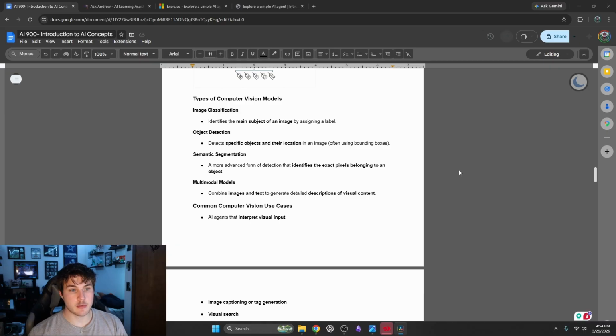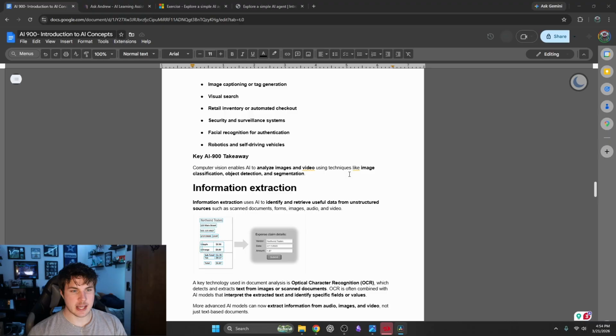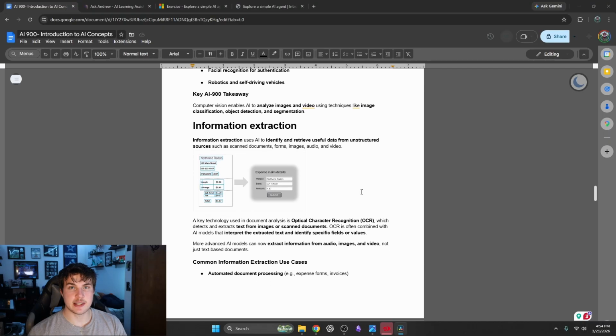Semantic segmentation, a more advanced form of detection that identifies the exact pixels belonging to an object. Multimodal models combine images and text to generate detailed descriptions of visual content. Some common use cases include AI agents that interpret visual input, image captioning or tag generation, visual search, retail inventory or automated checkout, security and surveillance systems, facial recognition for authentication, and robotics and self-driving vehicles. Key takeaway: computer vision enables AI to analyze images and video using techniques like image classification, object detection, and segmentation.